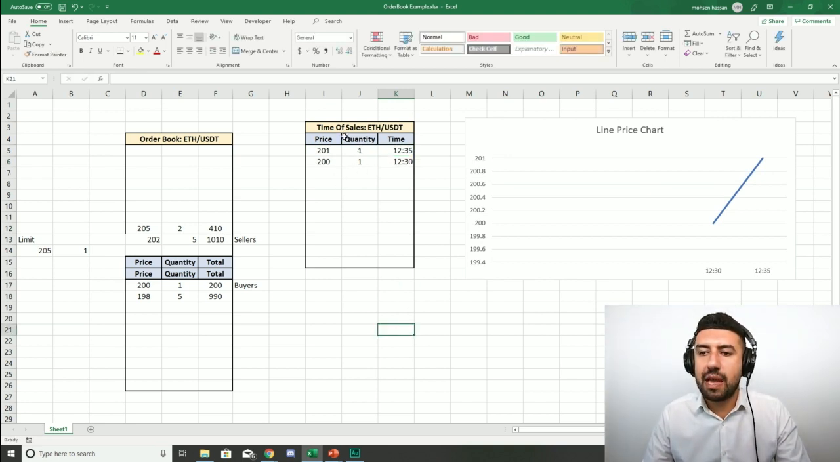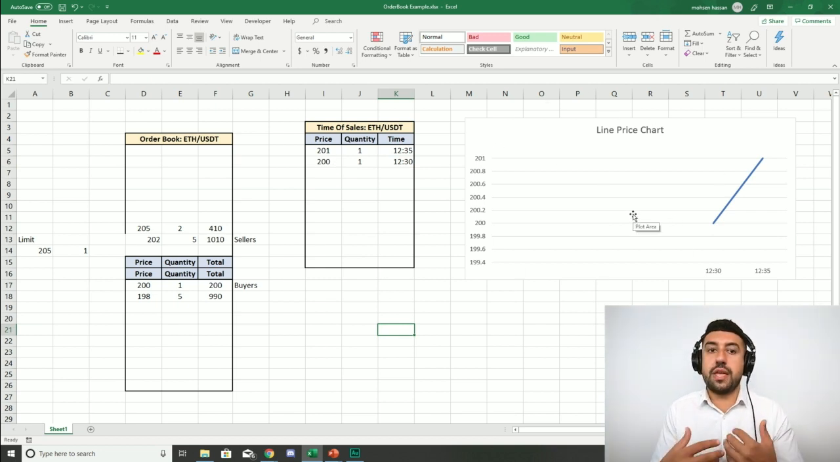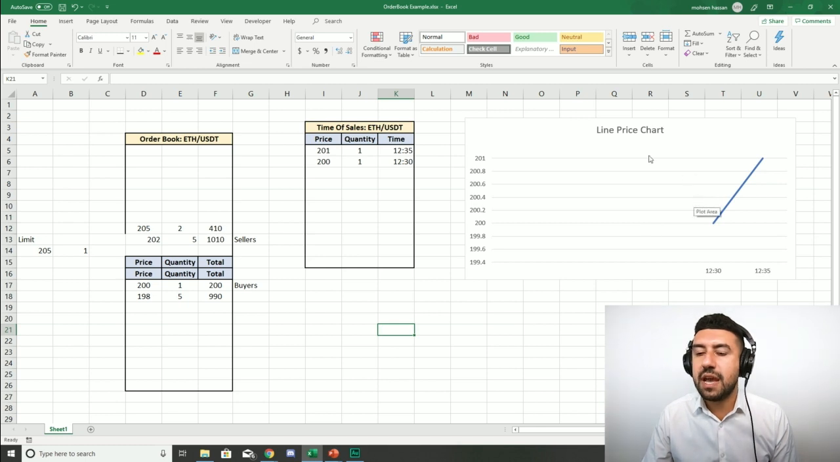So you see the time of sales changed. And you see that the chart that we have here, the chart that you look at, updates, because every time a transaction happens, it updates the chart.